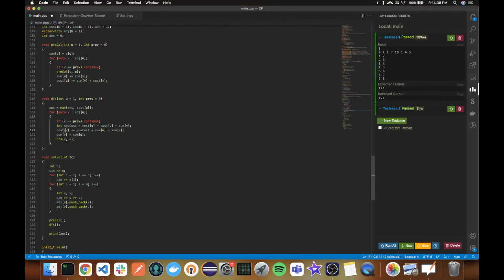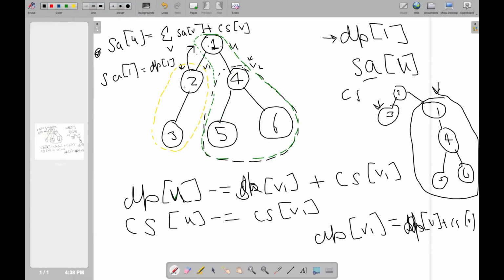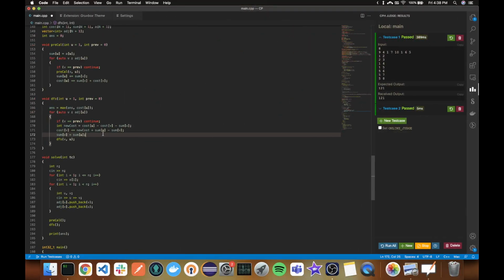Plus, so we are doing plus equals, right? Whatever this much was, this is already calculated, right? In the previous loop, in the previous DFS, which was the pre-calculation. Now we just have to add this much, sum u minus sum v. So basically this is the same thing as new cost plus new cumulative sum, and the new cumulative sum is sum u minus sum v, right?